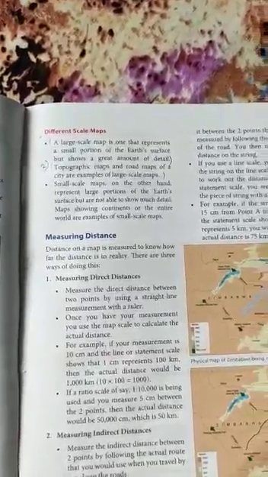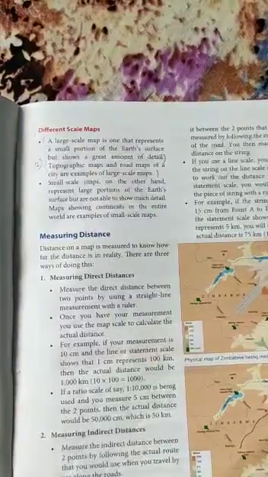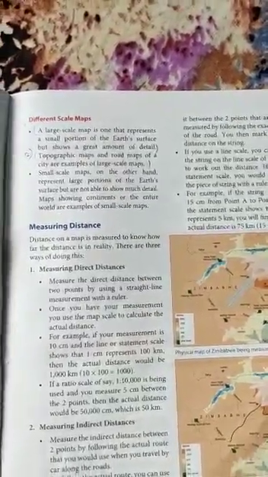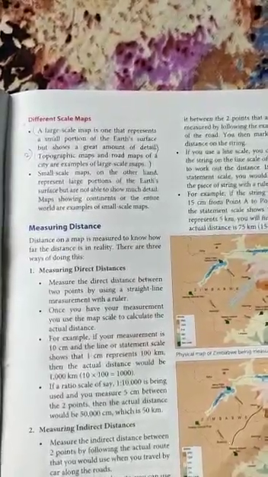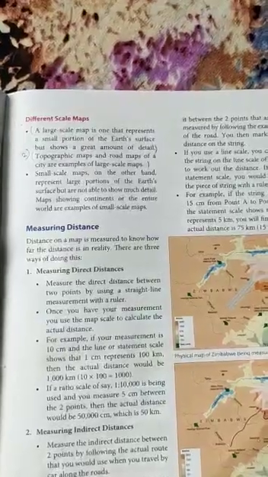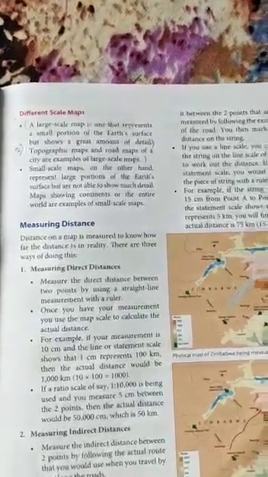They are large scale maps, whereas small scale maps represent a large portion of the earth's surface, but they do not show much detail. Maps showing continents or the entire world are examples of small scale maps.